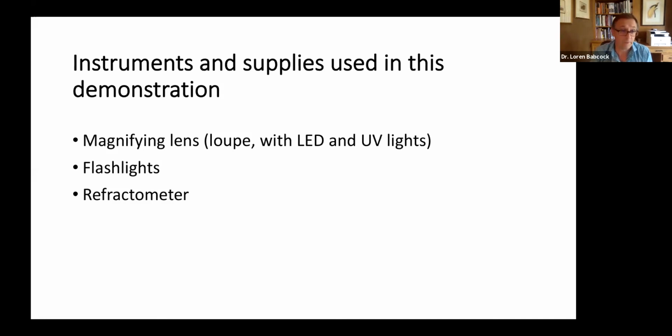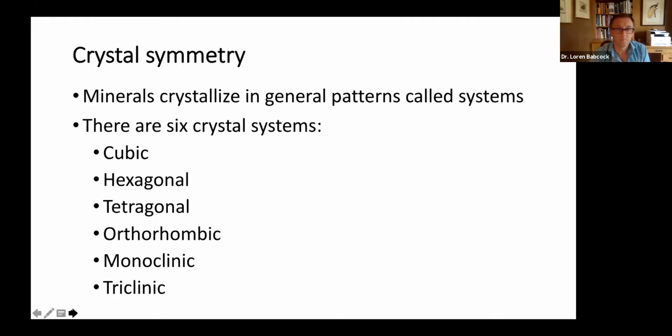I will be using flashlights and a refractometer, and this is a fairly simple refractometer. It's a non-standard refractometer. It's a digital refractometer, easily obtainable online, for example, and for most purposes it's pretty good at narrowing down an identification of a stone.